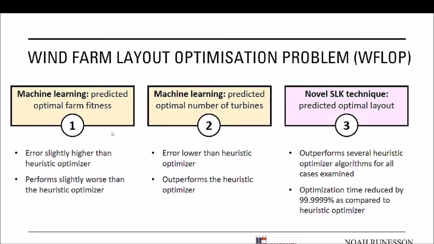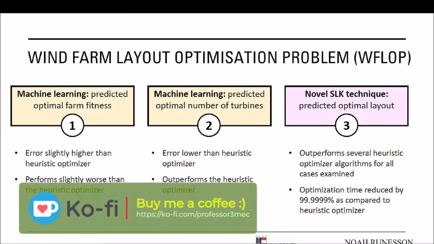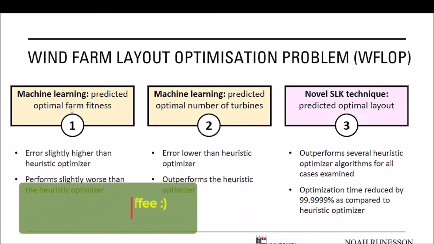So at the end of the day, we used machine learning to predict the optimal farm fitness. And we found that the error is slightly higher, and it performs slightly worse than the heuristic optimizer if we are looking at the farm fitness.